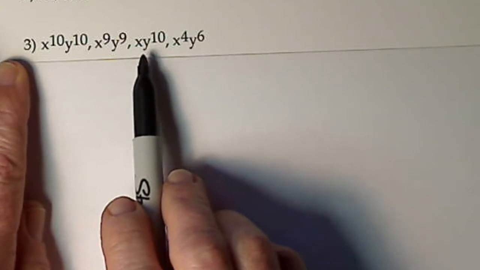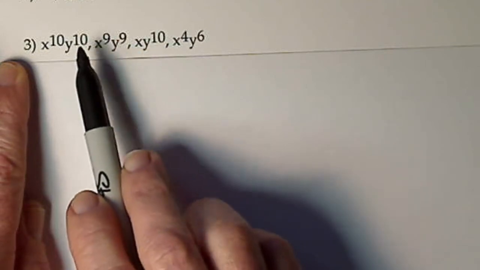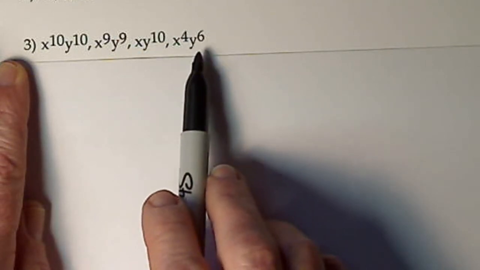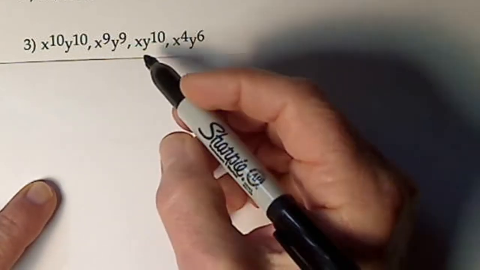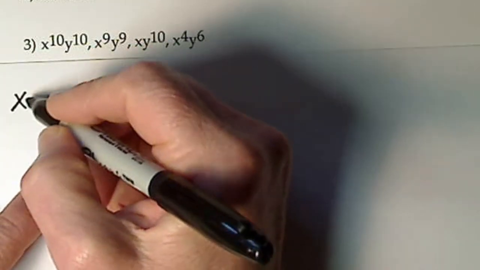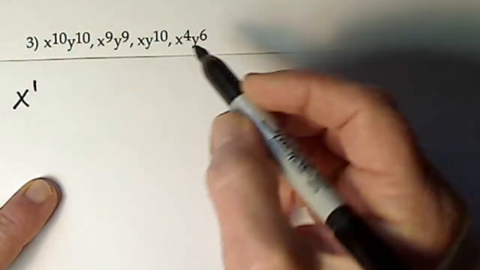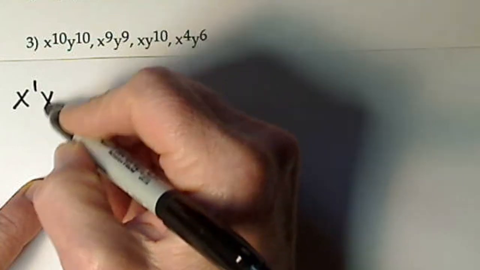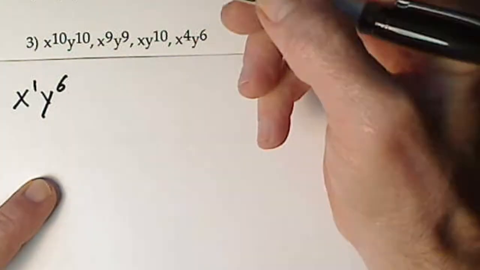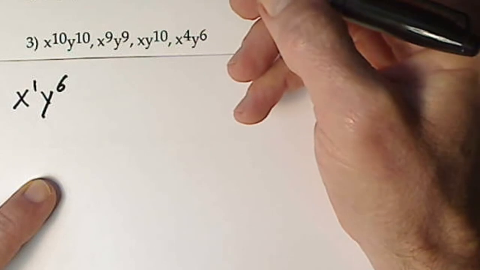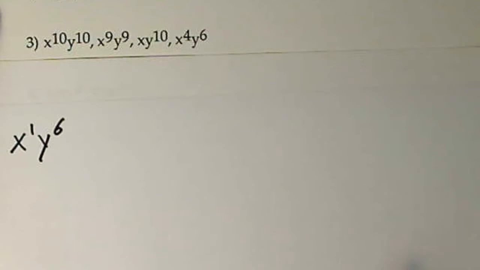As far as the y's, we've got y to the 6th, the 10th, the 9th, and the 10th. So y to the 6th. Alright, so x is just going to be x to the first power, or you could just have x. And then y is going to be y to the 6th. Okay, and here they're just saying to find the GCF. They're not asking you to factor it out. So there's the GCF for number 3.